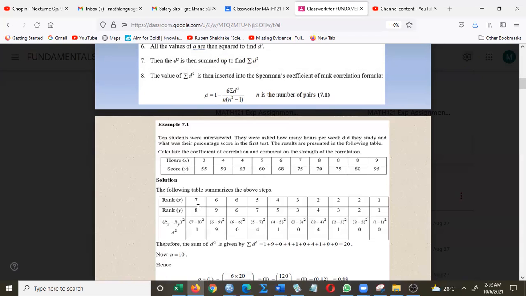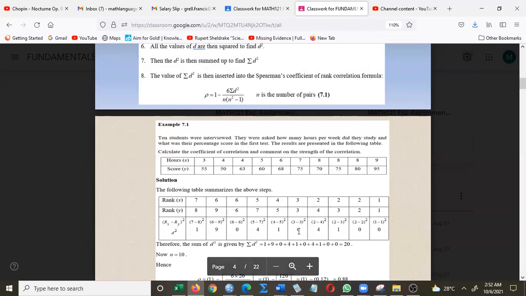Now you subtract the ranks and then you square your answer. So 7 minus 8 will give us -1, and then you square that to get 1. So all the squares have to be positive. 6 minus 3 is 3, squared is 9. 6 minus 9 is -3, -3 squared is 9. So the d squared is 9. 6 minus 6 is 0, 0 squared is 0. 5 minus 7 is -2, -2 squared is 4. 4 minus 5 is -1, -1 squared is 1.